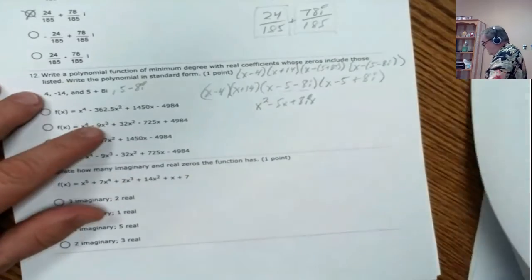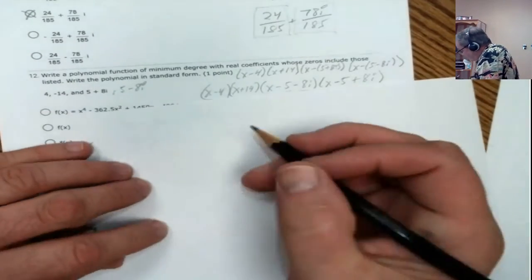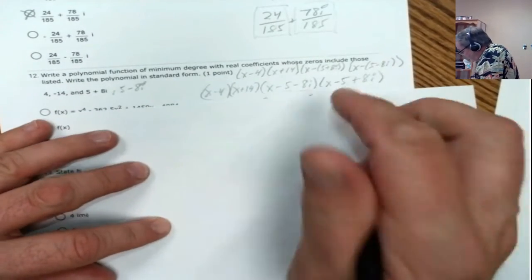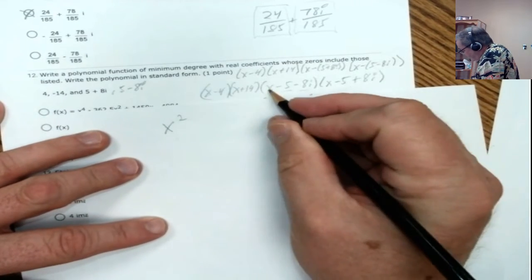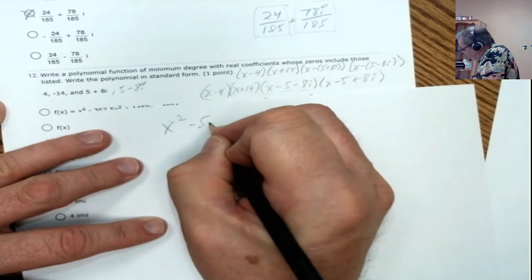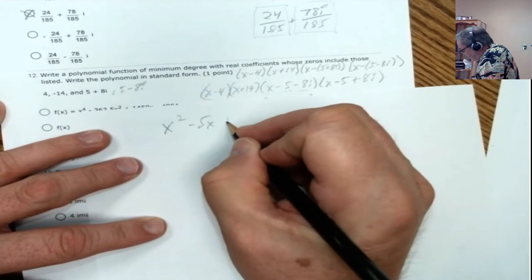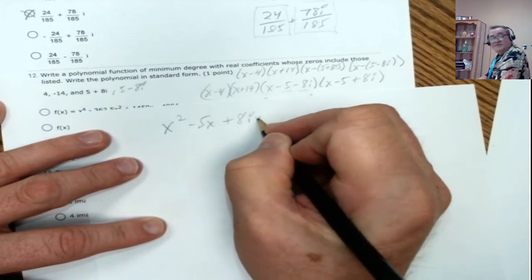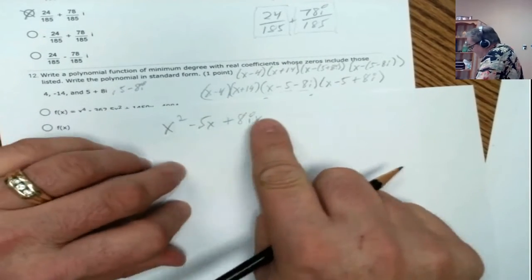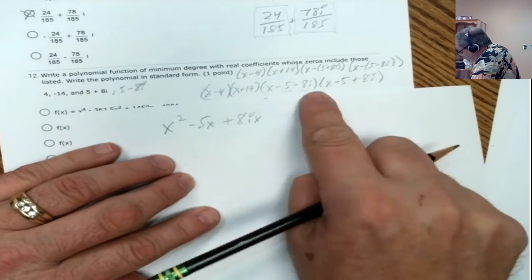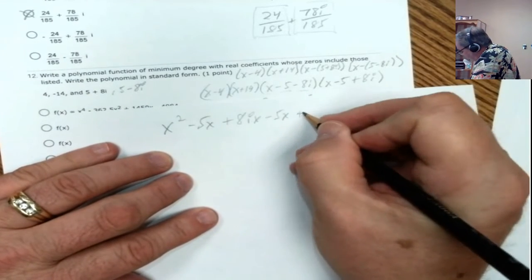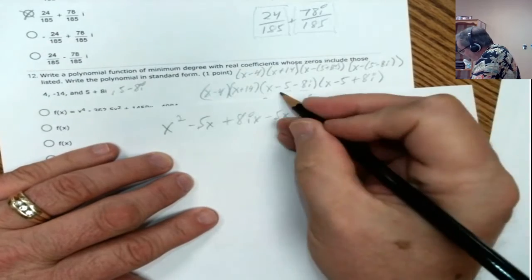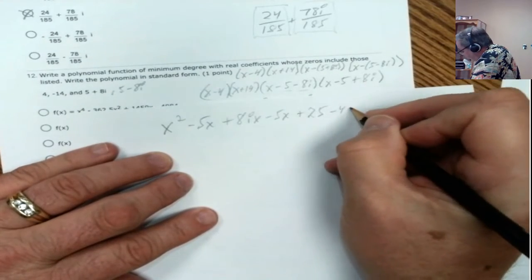Tell you what, let's do this on a bigger sheet of paper. I don't want to write so small you can't see what I'm doing here. So x times x was x squared. x times negative 5 is negative 5x. x times 8i is 8ix. Okay, that was the first term. Now distributing the negative 5 to all 3 of those: negative 5x, negative 5 times negative 5 is plus 25, and negative 5 times 8i is negative 40i.